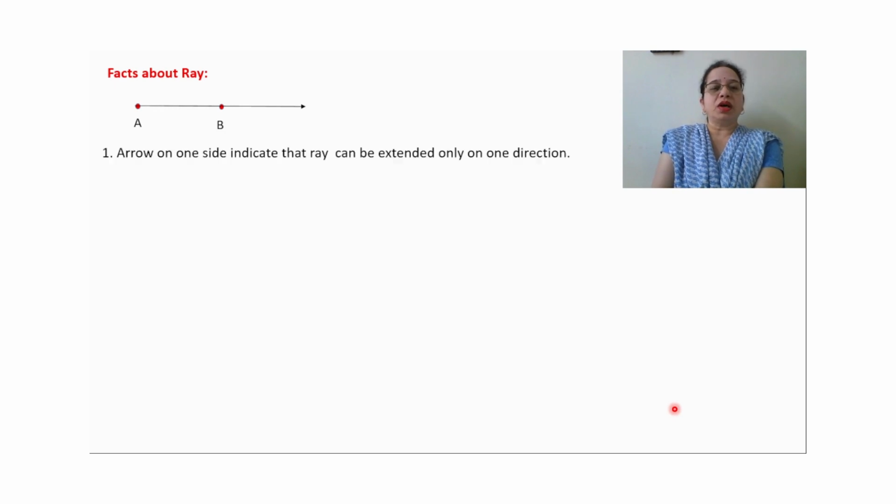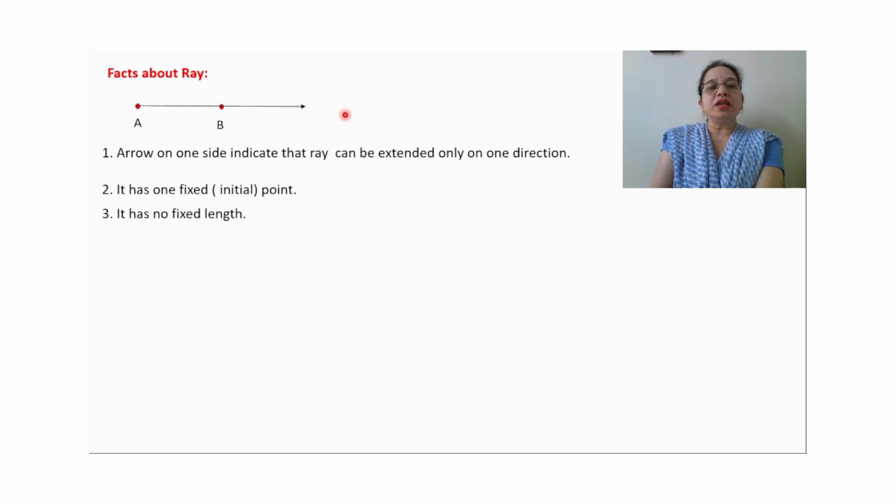Now facts about a ray. The arrow on one side indicates that the ray can be extended only in one direction. A ray has one fixed point. Since a ray initiates with a point, instead of fixed point, it's always better to say initial point. A ray has one initial point, but fixed point is also correct. In most books you will get the word fixed point.